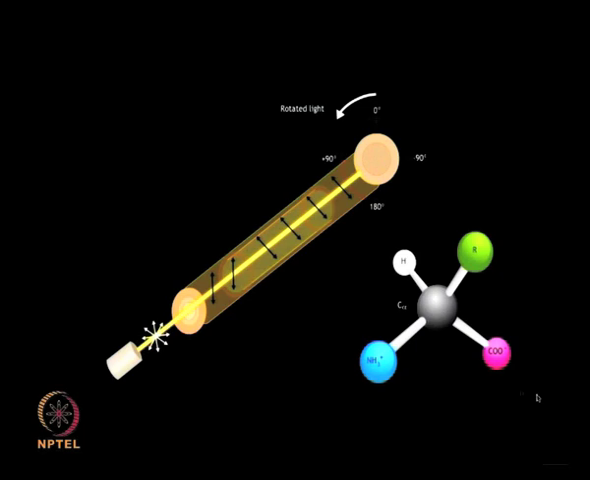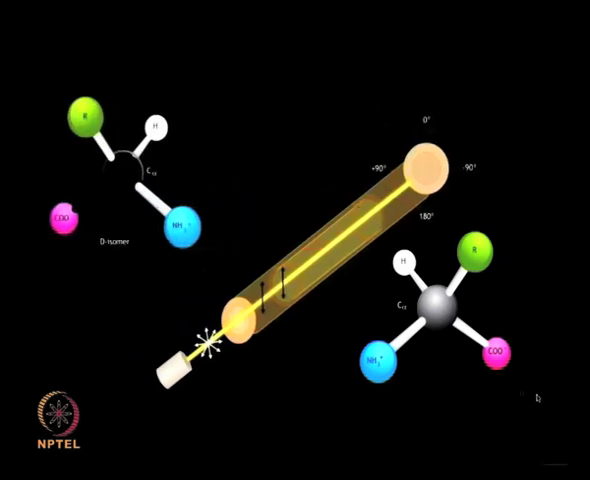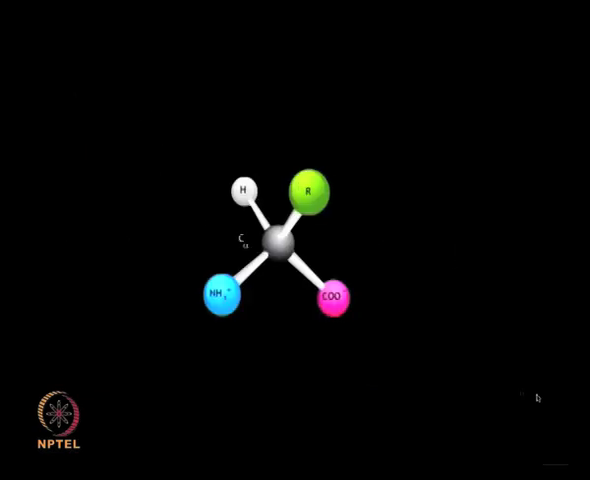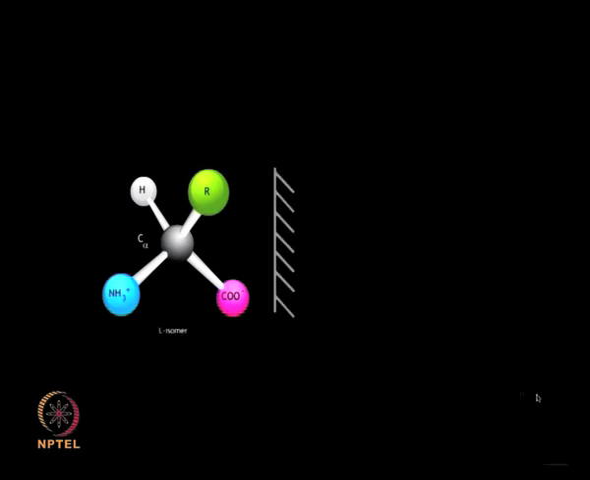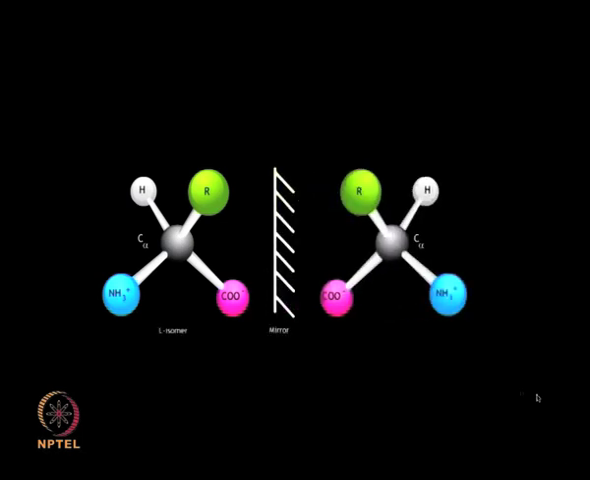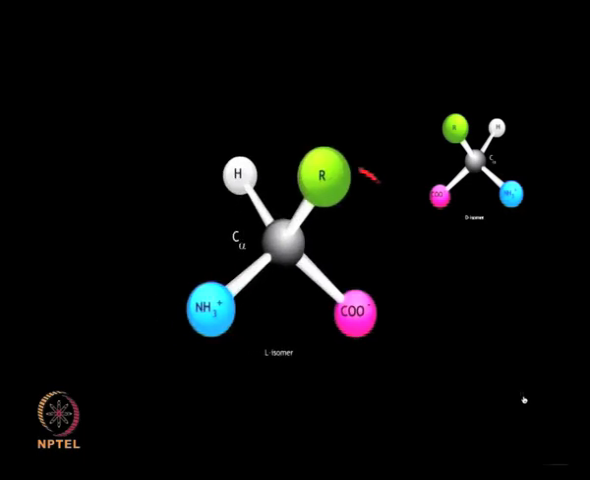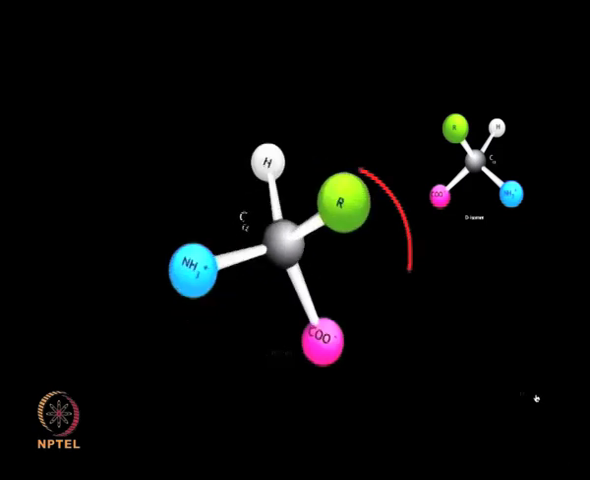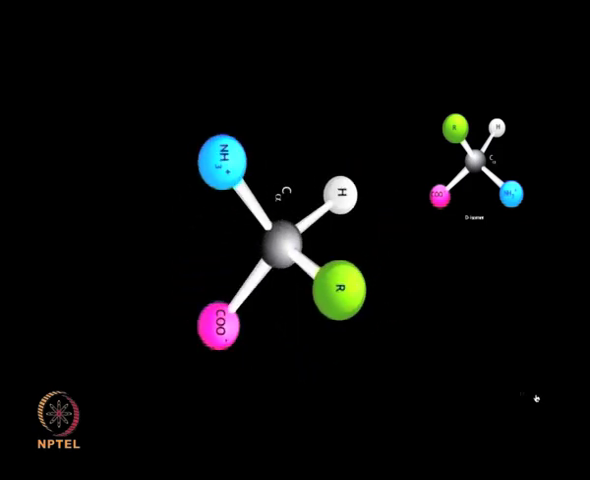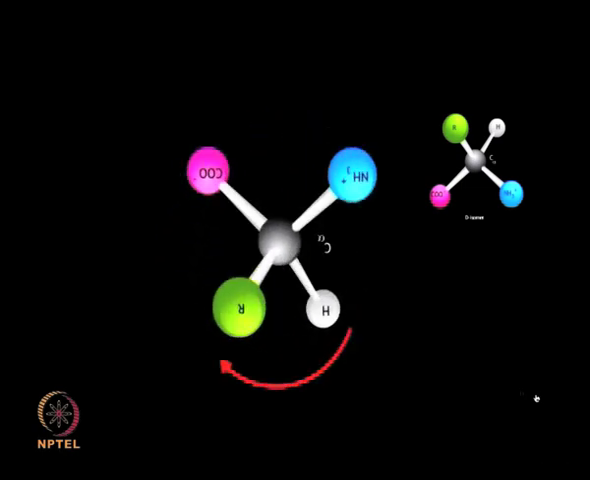The 2 enantiomers designated as D and L rotate the plane of polarization in opposite directions. The 2 enantiomers of an amino acid are non-superimposable mirror images due to the spatial arrangement of 4 different groups about the chiral carbon atom. Rotation of either isomer about its central axis will never give rise to the other isomeric structure.